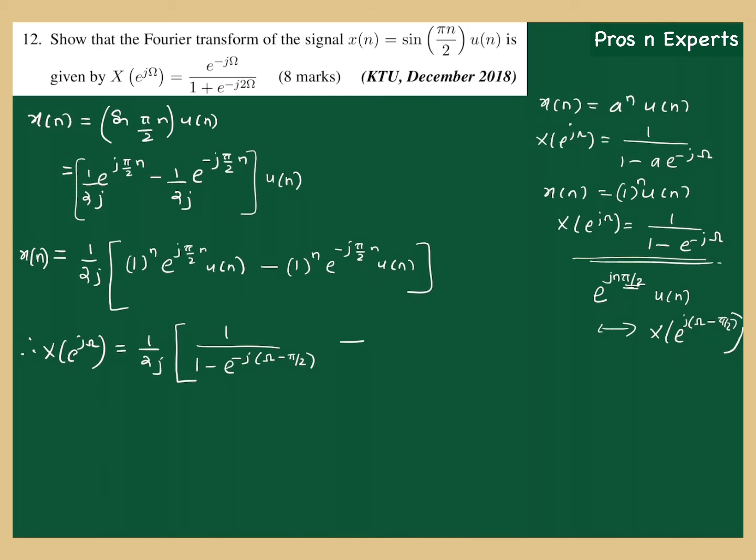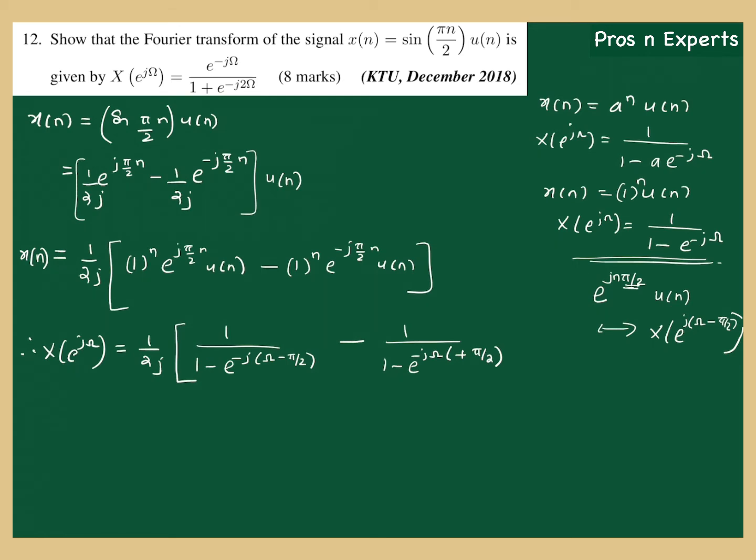Minus second term. We can see the second term also contains 1 raised to n u of n, whose DTFT will be 1 by 1 minus e raised to minus j omega, but there is an extra multiplication of e raised to minus j pi by 2n in the time domain that results again in frequency shift, like this. So this is 1 by 1 minus e raised to minus j omega into, here you can see a minus there, so in frequency shift that will be plus, so plus pi by 2, e raised to minus j omega into plus pi by 2. I mean omega minus pi by 2.